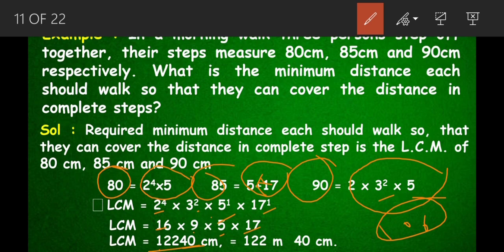If we divide by 100, we can convert into meters and centimeter. After 2 places from the ones place, if you keep a point, it will become 122 meter 40 centimeter. So this is the minimum distance covered by 3 persons according to their steps.